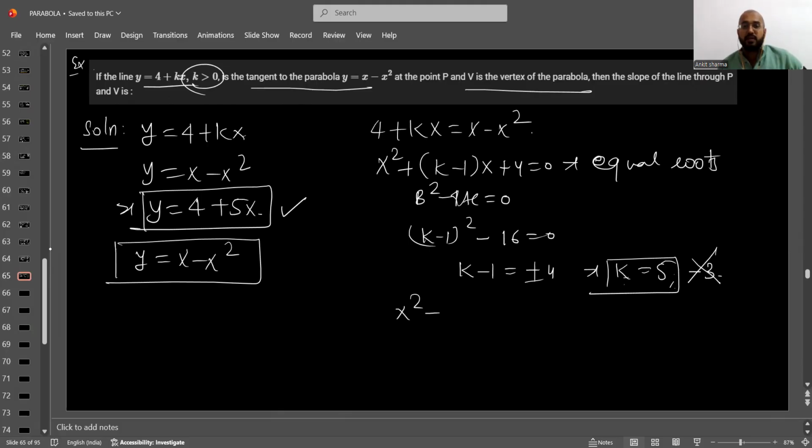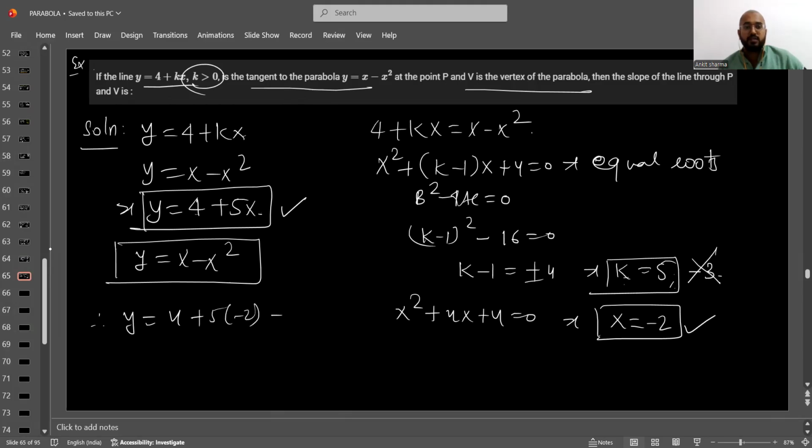So this gives me x square plus 4x plus 4 is equal to 0. So this implies x is equal to minus 2. This is the point. So when x is minus 2, you can plug it into this line. So y will be 4 plus 5 into minus 2, which is 4 minus 10, which is minus 6. So therefore, point P is minus 2 comma minus 6.